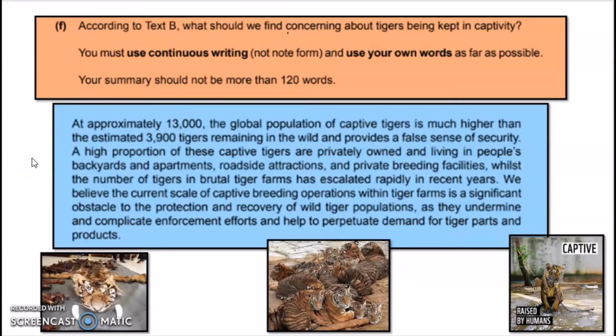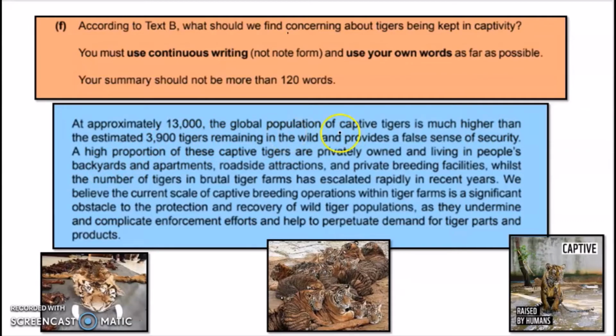Similarly, group 2 is highlighting the important points from paragraph 2. So what are they looking at? They will find all the things that we should be worried about, and which tigers, those tigers who are captive, those tigers who are enslaved. So let me read the paragraph for you. At approximately 13,000, the global population of captive tigers is much higher than the estimated 3,900 tigers remaining in the wild.